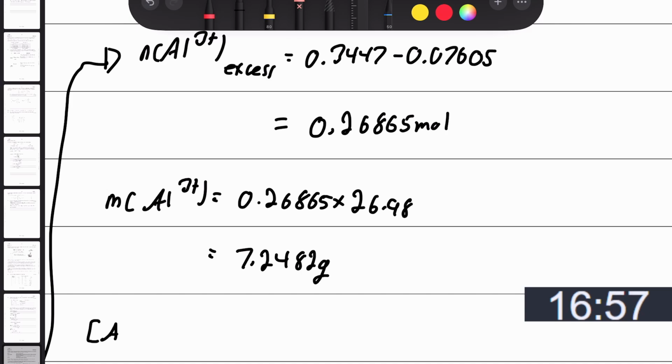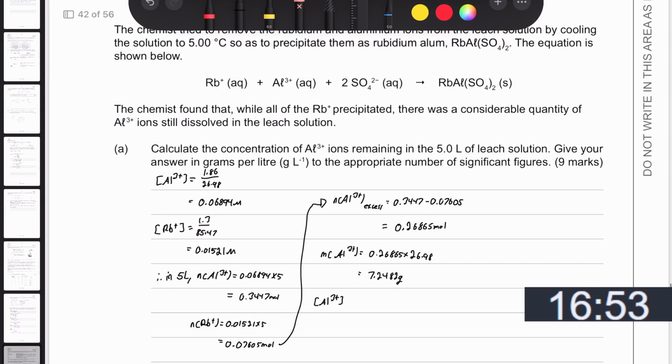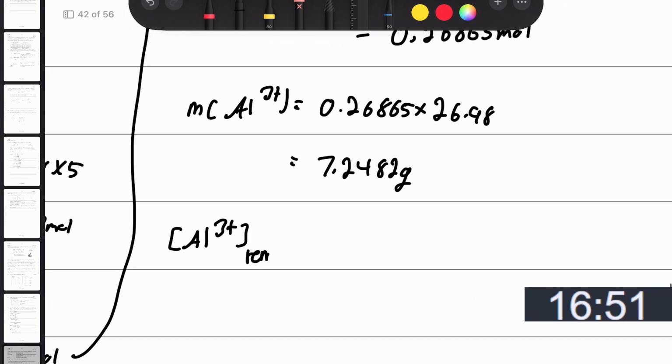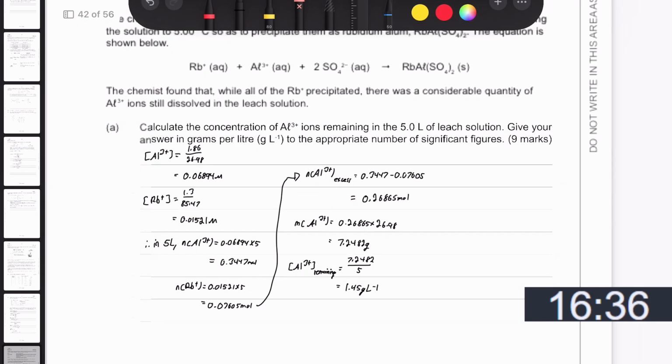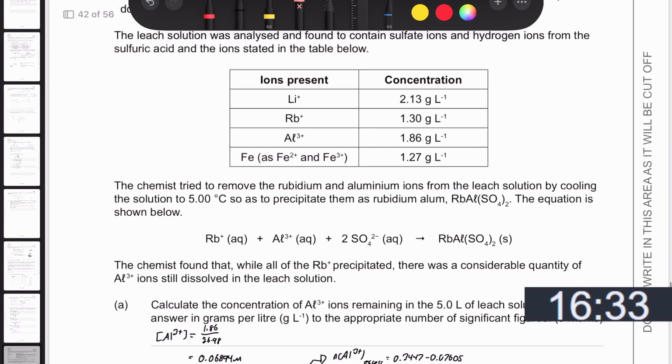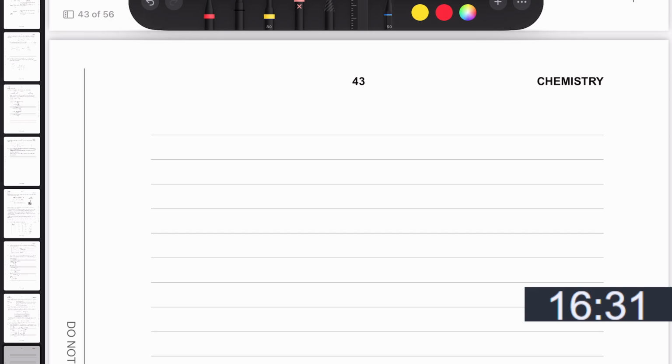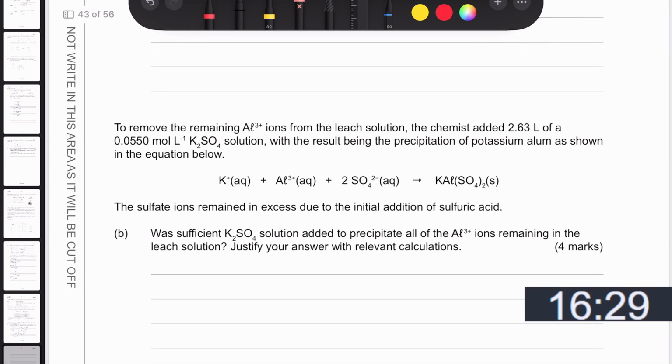So then the concentration of Al3 plus remaining is equal to 7.2482 divided by 5, 1.45 grams per liter. Yep. Okay. To remove the remaining Al3 plus from the solution, 2.63 liters of potassium sulfate is added.